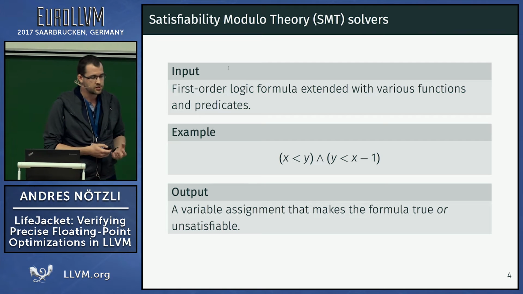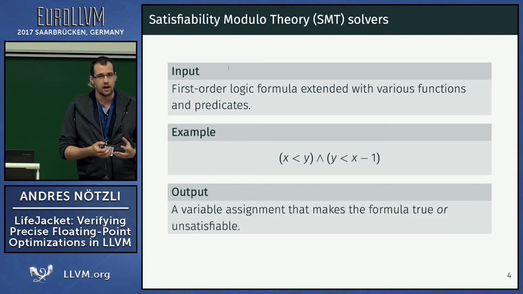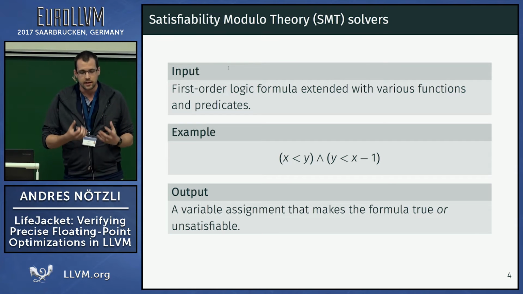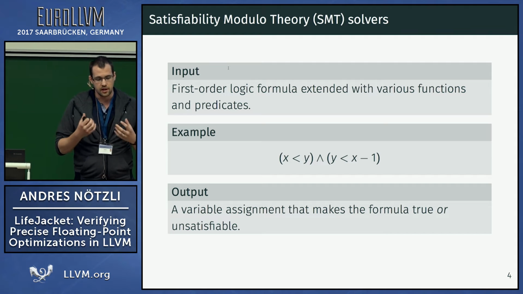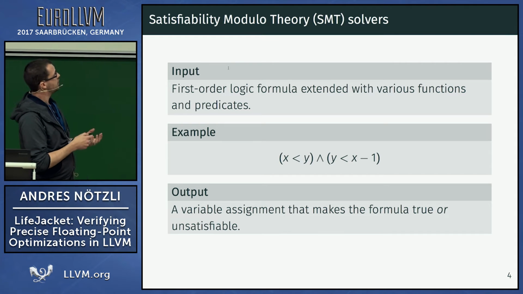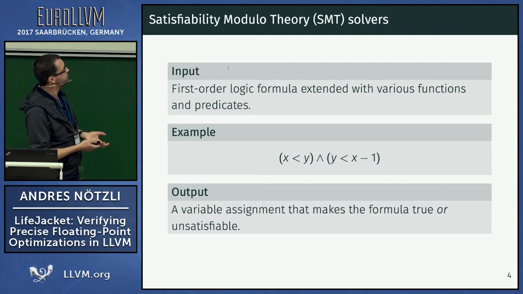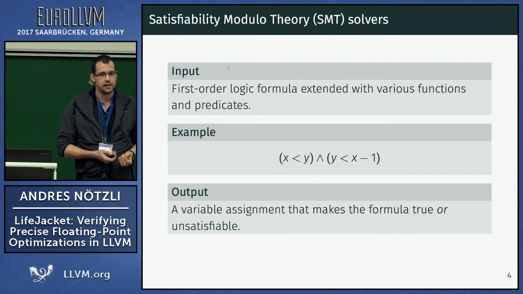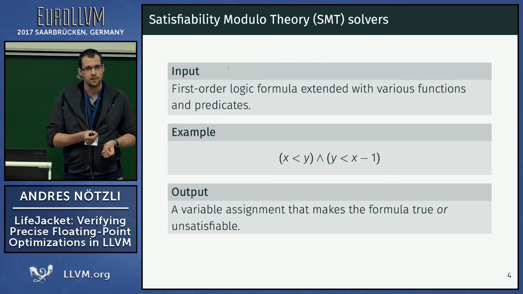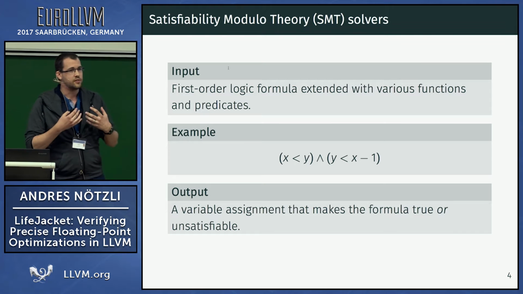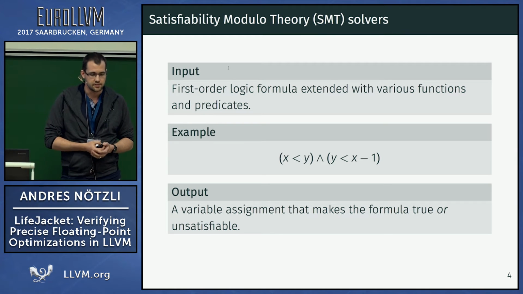So SMT solvers are solvers that take as an input a first-order logic formula extended with some additional functions and predicates. So you get a rich language. You can, for example, ask the solver x is smaller than y and y is smaller than x minus 1, and the solver will tell you whether there is any assignment for the variables such that this formula is true, or it will tell you that no such assignment exists.